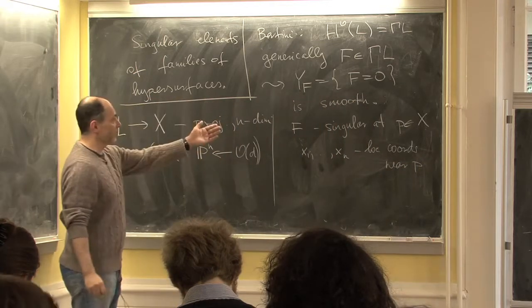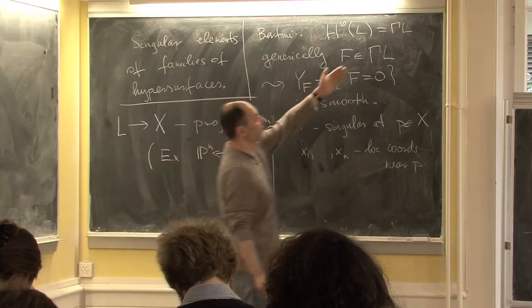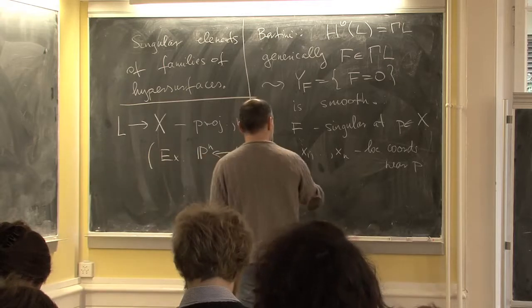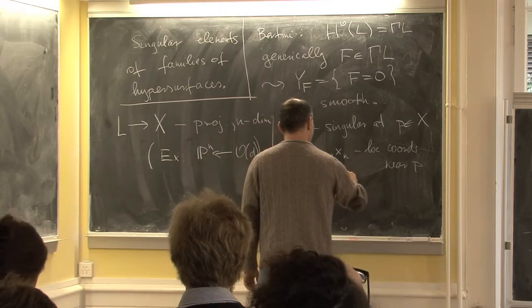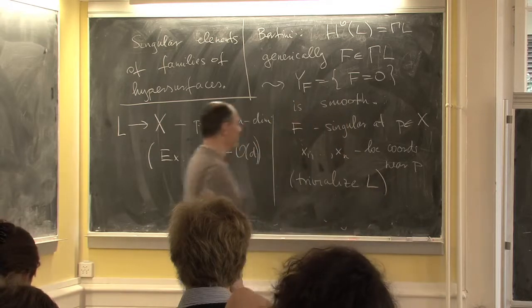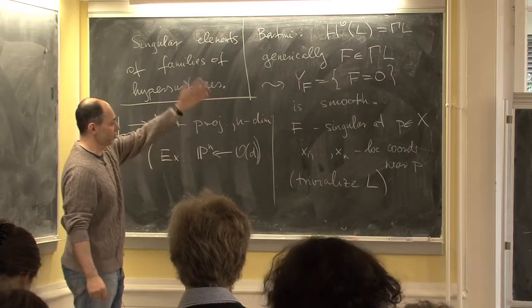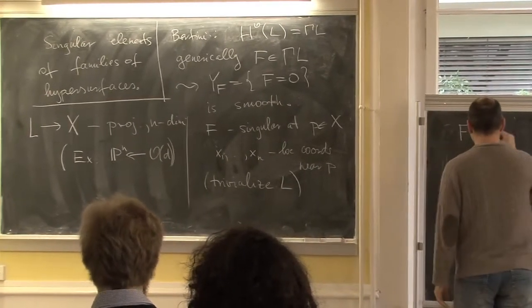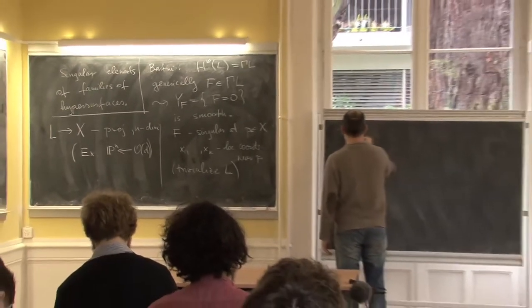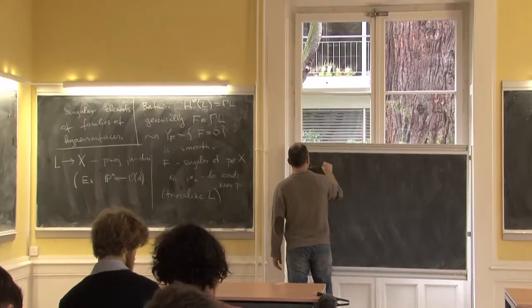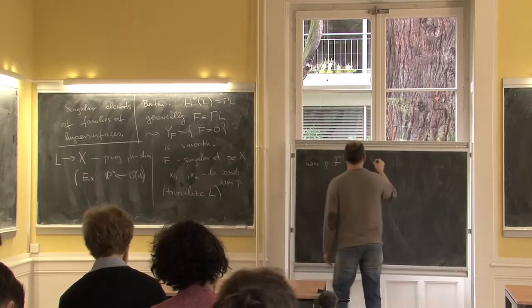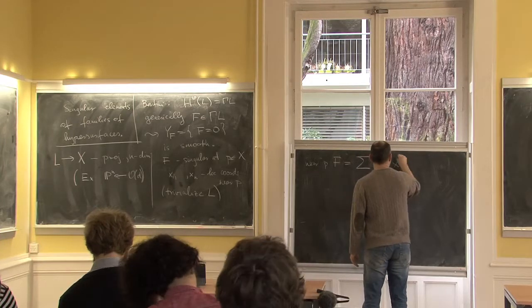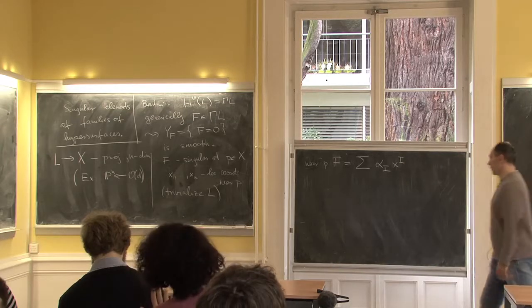And we also trivialize this line bundle L locally near P. So locally near the point P, this F looks just like a function. And then we write down F near P as the sum of alpha_I x^I, where I is a multi-index.